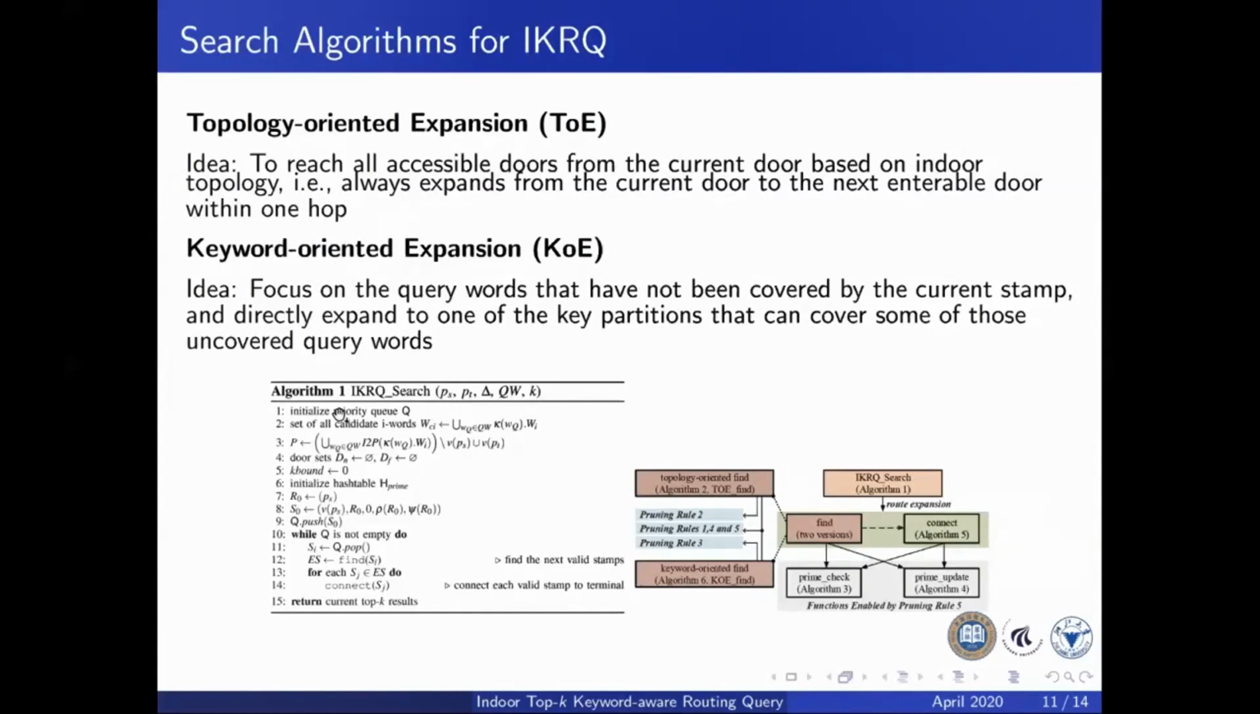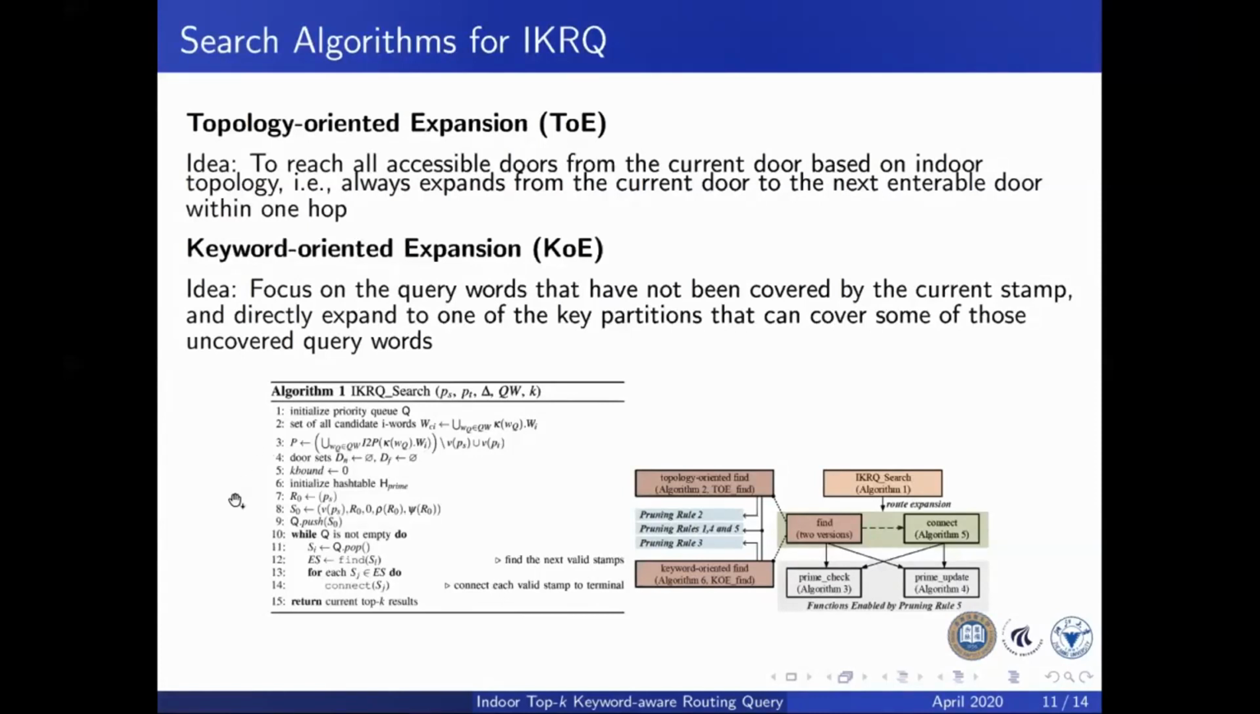respectively. Then we can start to pop elements in Q one by one, use function find to expand the popped row, get a set of valid stems ES, and use function connect to check whether it can be connected to the destination directly. And when the queue is empty, we can return the final result, the top K results.